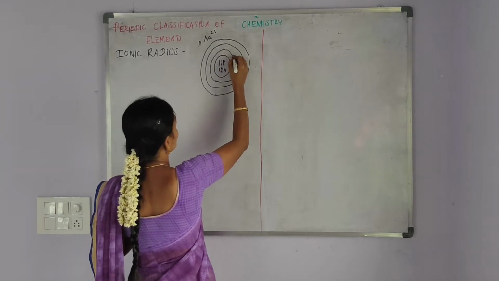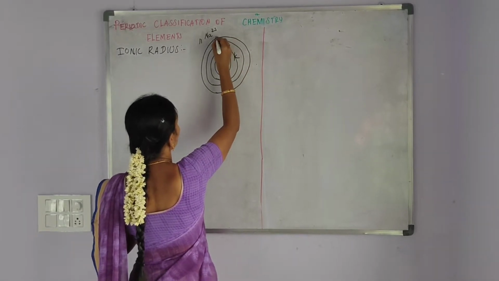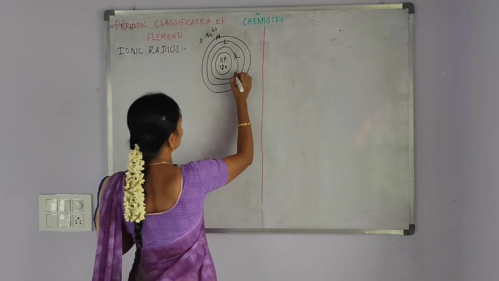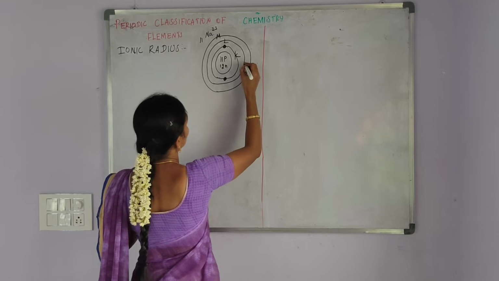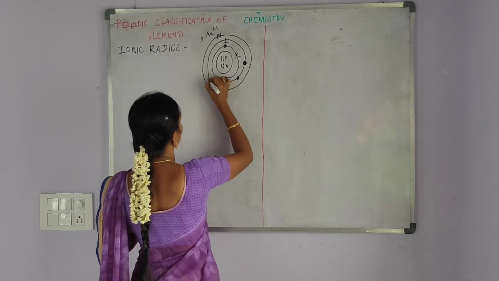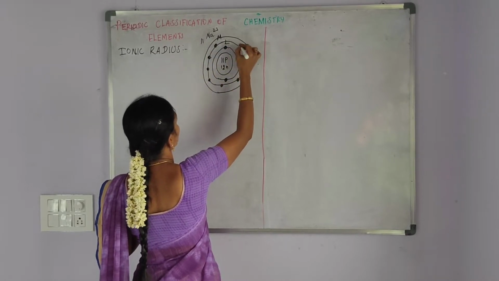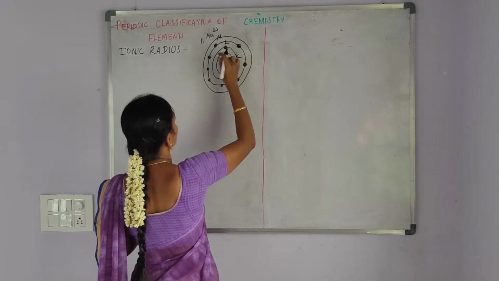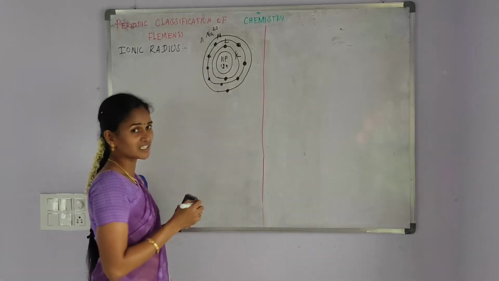This is the K shell. This is the L shell and this is the M shell. K shell contains 2 electrons. L shell contains 8 electrons. M shell contains 1 electron.